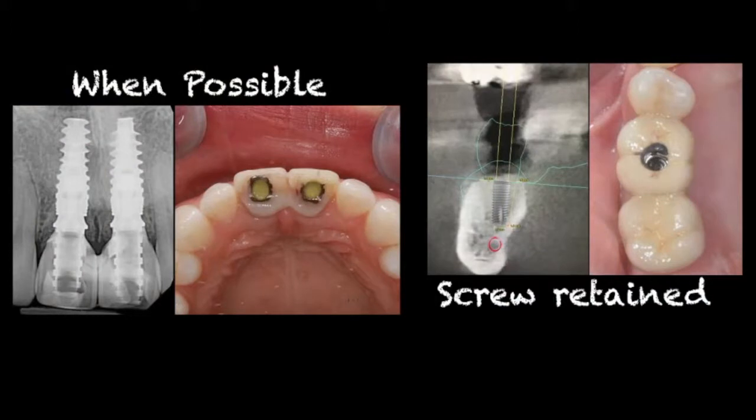Now, as we've been saying along today and last time, yes, you want a screw retained restoration as much as you can. However, if it's not possible, it's not the end of the world. Cement retained restorations are still a great restorative option. And if the anatomy calls for you to do a cement retained restoration, just make sure that you remove that cement really, really well.